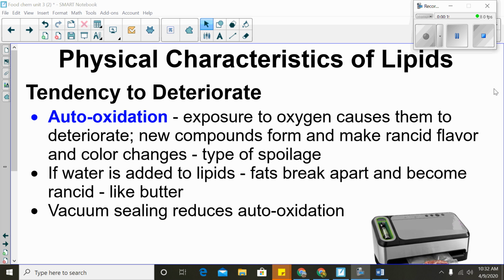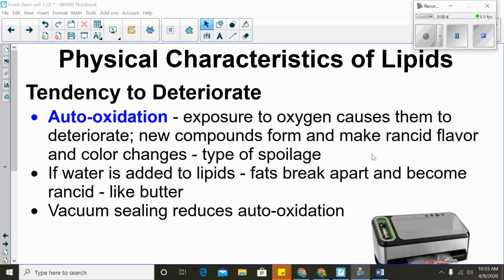Oxidation kind of sounds like oxygen, right? So this is an exposure to oxygen that will cause lipids to deteriorate. What happens is that new compounds will be formed and make a rancid flavor along with color changes. So that's like a type of spoilage. If water is added to lipids, fats will break apart and become rancid like butter. So again, that's a type of spoilage.